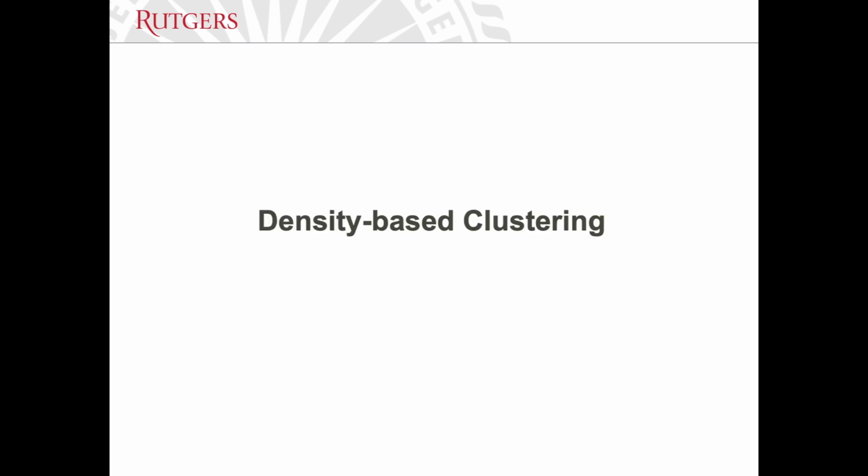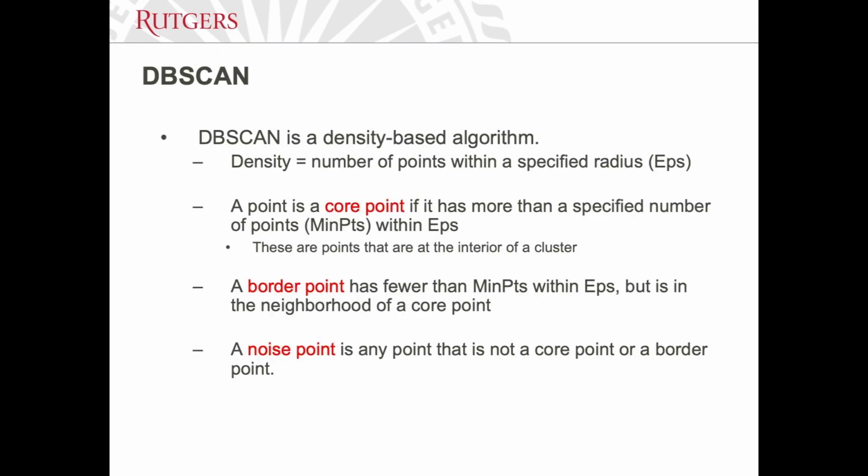Now the next algorithm we are going to discuss is density-based clustering. Density-based clustering is a partitional clustering in which the number of clusters is automatically determined by the algorithm. Points in low-density regions are classified as noise or omitted. Therefore, density-based clustering does not produce a complete clustering. The most popular density-based clustering algorithm is DBSCAN.